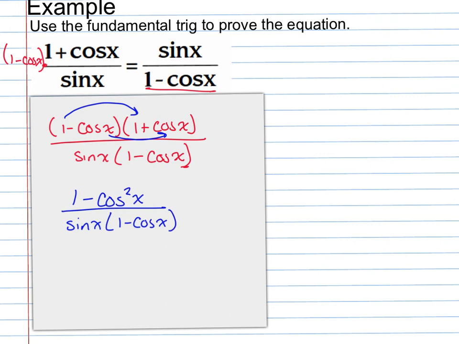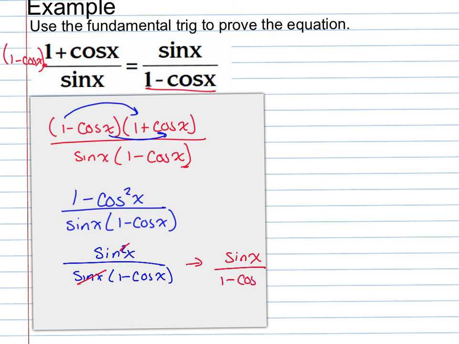And we know that this top part right here is a part of a Pythagorean identity, and this piece on the top is equal to sine squared of x over sine of x times 1 minus cosine of x. And then we can reduce one sine of x on the bottom with one on top. Now we're going to get sine of x on the top and 1 minus cosine of x on the bottom, which is what we wanted, and we have verified.